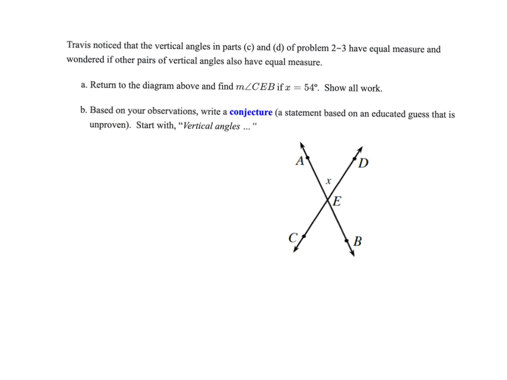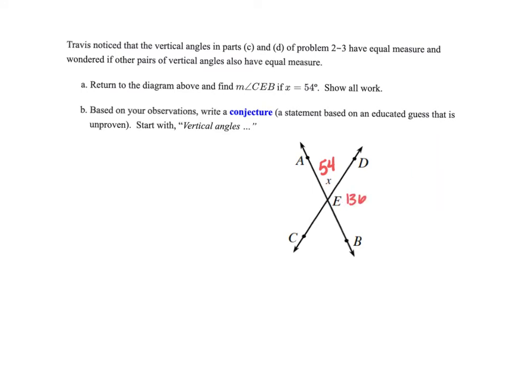Travis noticed that the vertical angles in the parts of the last problem had equal measures and wondered if other pairs of vertical angles also had equal measures. So we're going to look at the same diagram, but instead we're going to say x is 54. I want you to go through and find out first what the measure of angle DEB is.